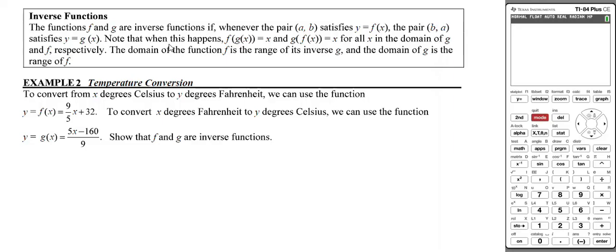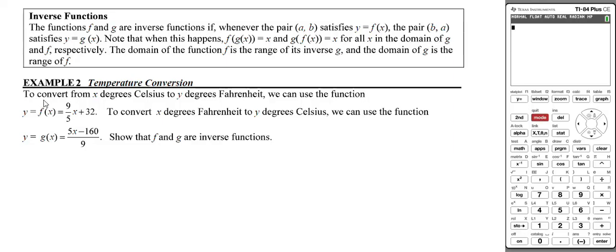Note that when this happens, f of g of x equals x, and g of f of x equals x. In other words, when you compose them of each other, they both will equal x for all x in the domain of g and f respectively. The domain of the function f is the range of its inverse g, and the domain of g is the range of f.